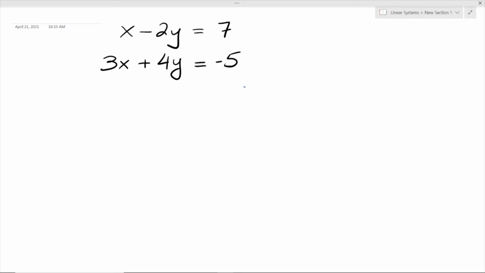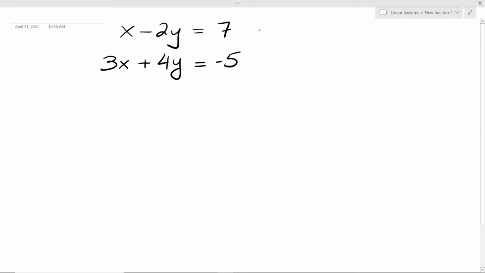Today I'm going to be showing you how to solve a linear system using the substitution method. As the name substitution implies, an expression has to be substituted into one of the variables in order to solve for the system.